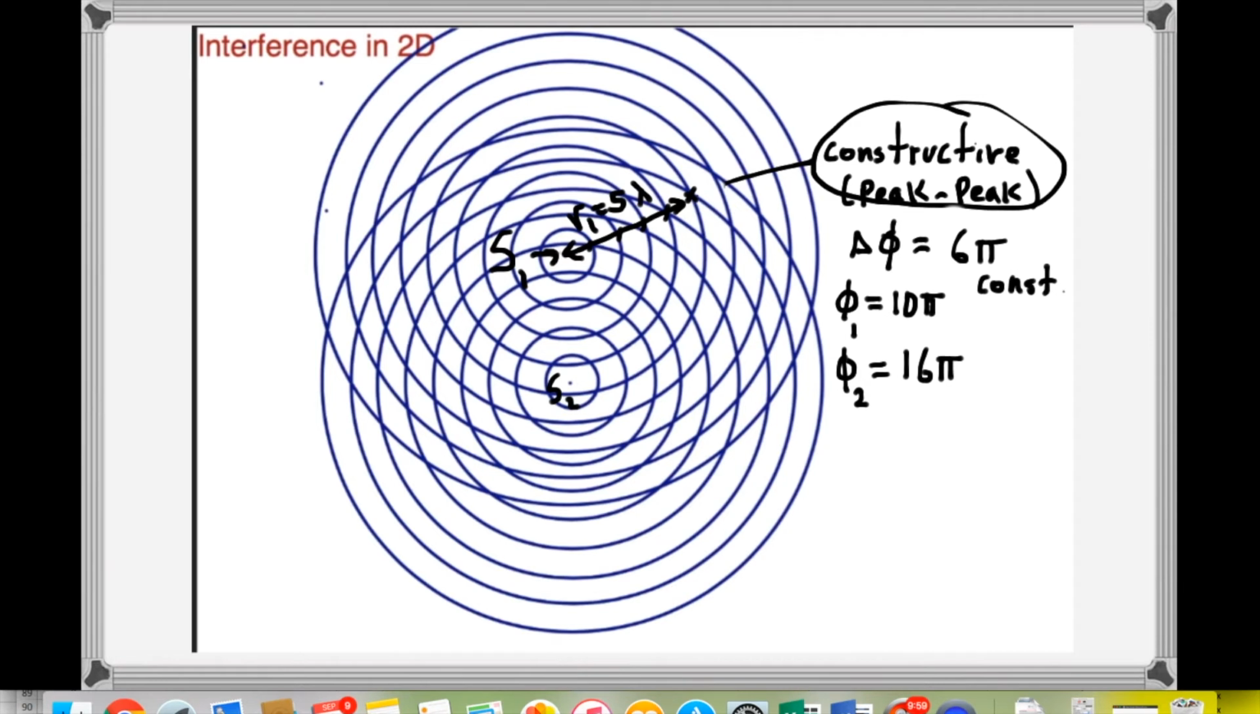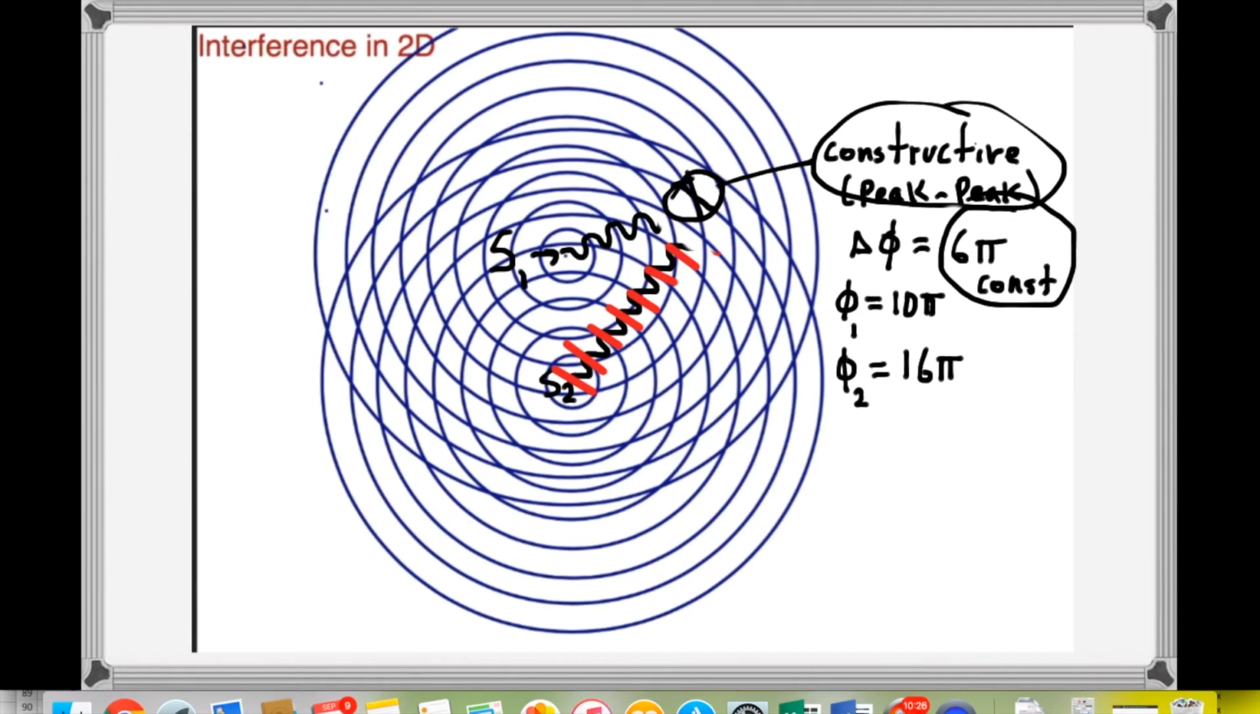So we know that this should give us constructive interference. But we're practicing the concept of the difference in phase. So we calculate the two phases: one is 10 pi, the other one is 16 pi. So the difference in phase is going to be 6 pi, since 16 pi minus 10 pi is 6 pi. Since it's an even number of pi, this is constructive interference, as we just said, because the peaks are superimposed.